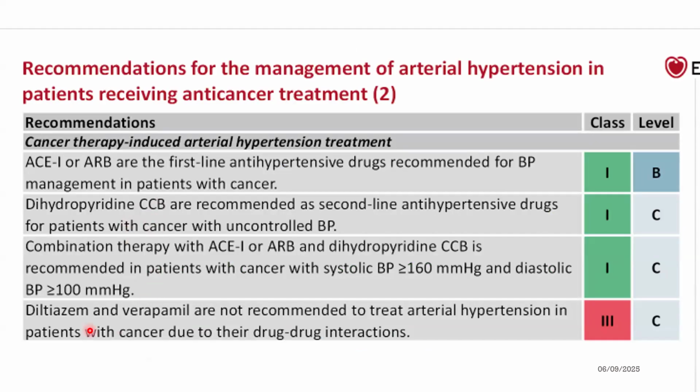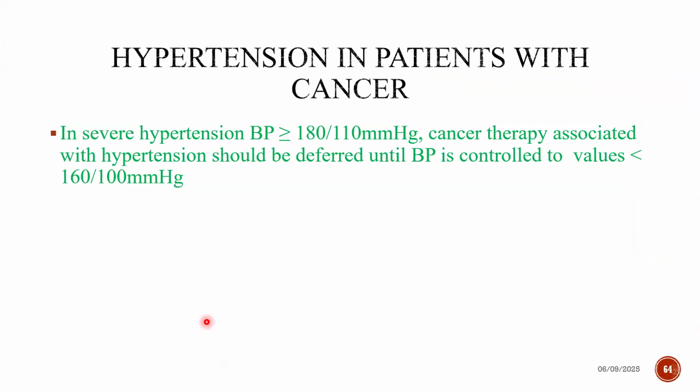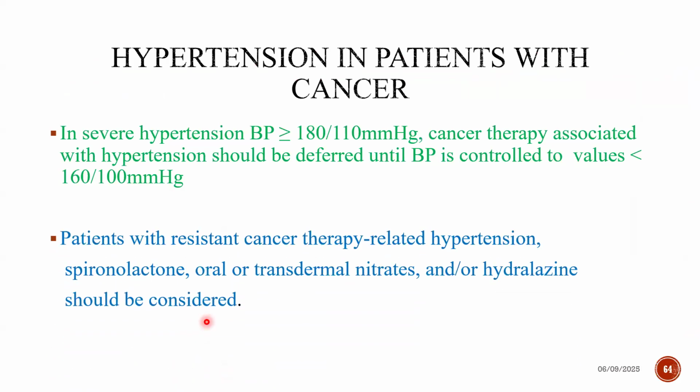So these have been mentioned already, except this one. Diltiazem and verapamil are not recommended to treat arterial hypertension in patients with cancer, and this is due to their drug-drug interactions. So in severe hypertension, where blood pressure is above 180 over 100, cancer therapy is usually deferred until the BP has been controlled to below 160 over 100.